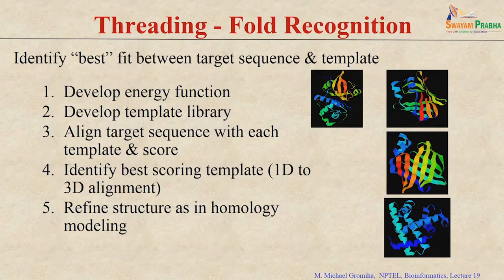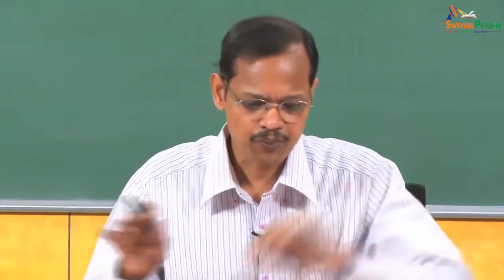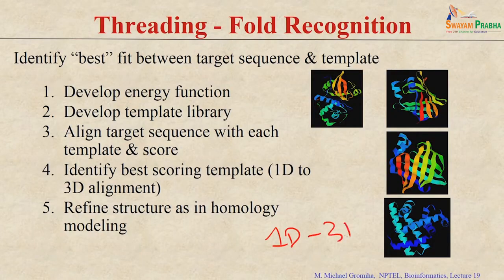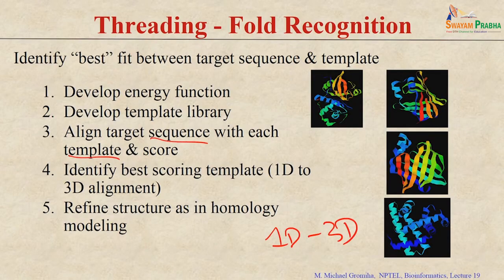In this case, you can see the best fit between the sequence and template. For example, if you have a sequence, from the sequence we can derive some information, we have an energy function and see how this can fit with the structures. This is a kind of 1D to 3D alignment. So, what to do? We first get the energy function, that is very important, that is a difficult step, and template libraries. You can see the different structures available in the Protein Data Bank. You make libraries and see which energy function fits with which type of proteins, right, and then align the sequence with the template using a score.